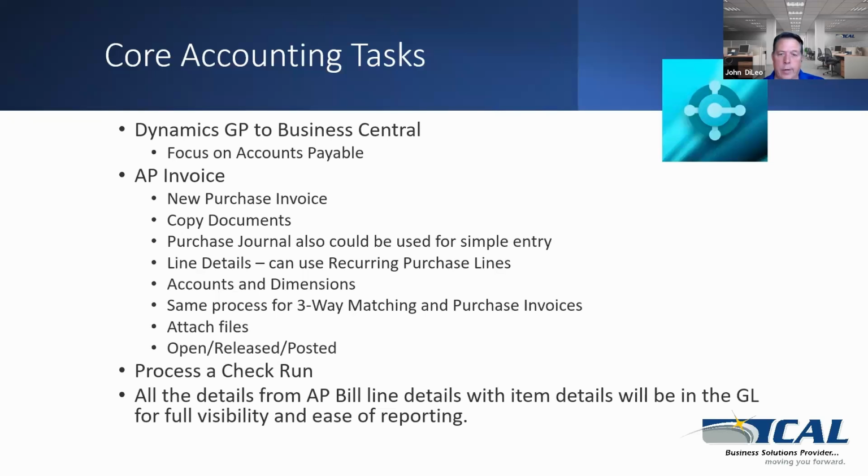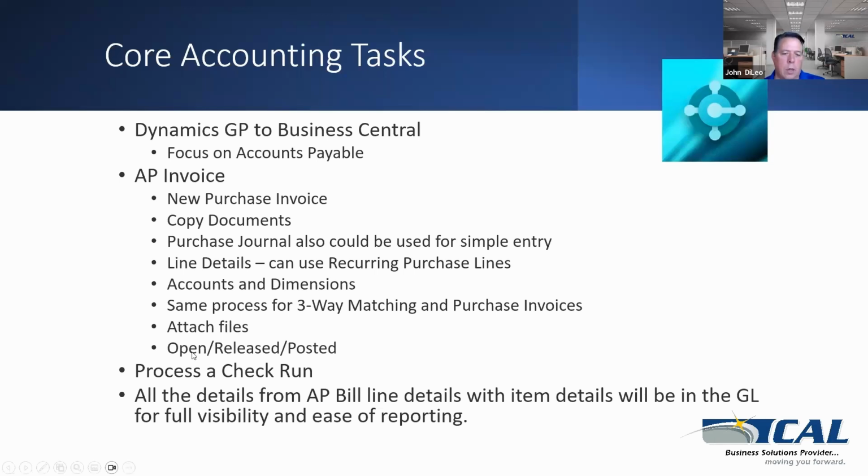So again, if I add 1 new product line, I don't need to go and create 30 new accounts. I just go and add that new product line to that dimension, and now it's available. 3-way processing for AP and purchasing invoices and such, same screen, same process. Again, you can attach files.